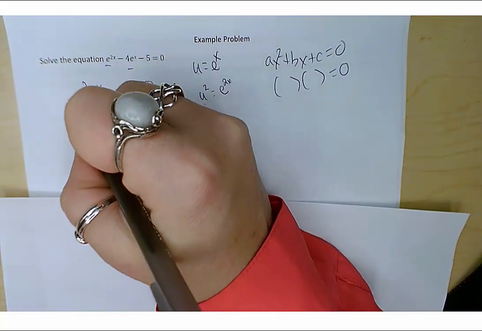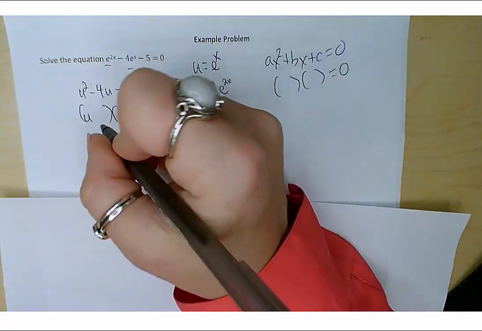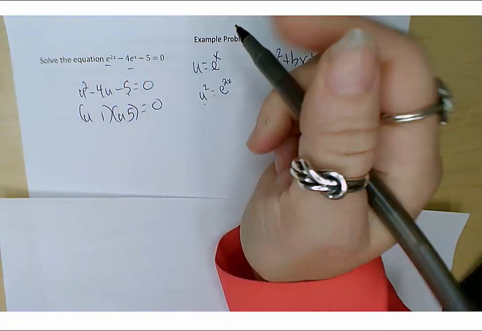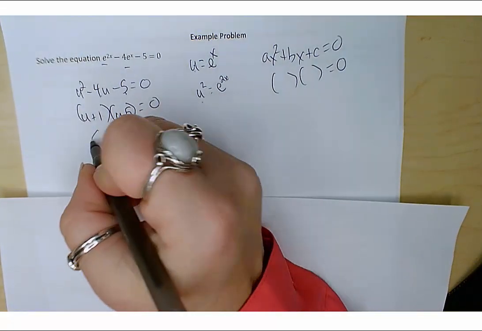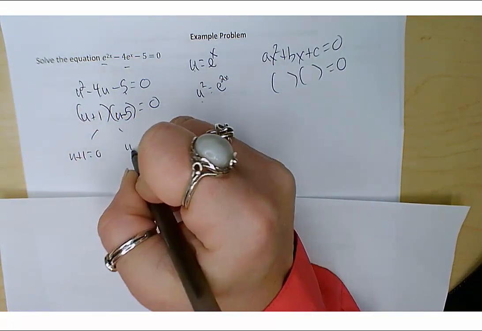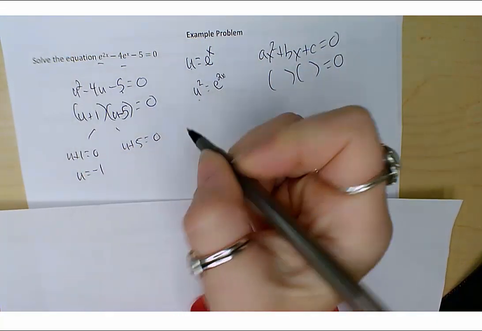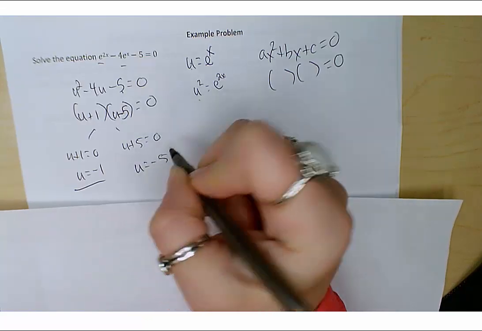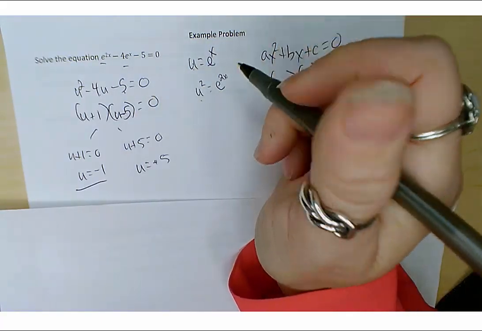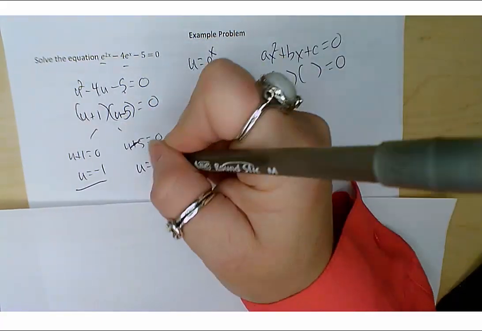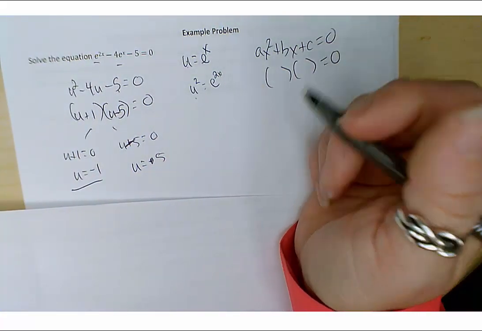So when we factor this out, we know u times u is u squared. Factors of 5 that add or subtract to get a 4 is going to be 1 times 5, with that 5 being negative, the 1 being positive. So when we split up our factors and set them each equal to 0, we get that u is equal to negative 1, and u is equal to positive 5. I'm sorry, that should be a minus right over there. So yes, u is negative 1 and u is positive 5 there.